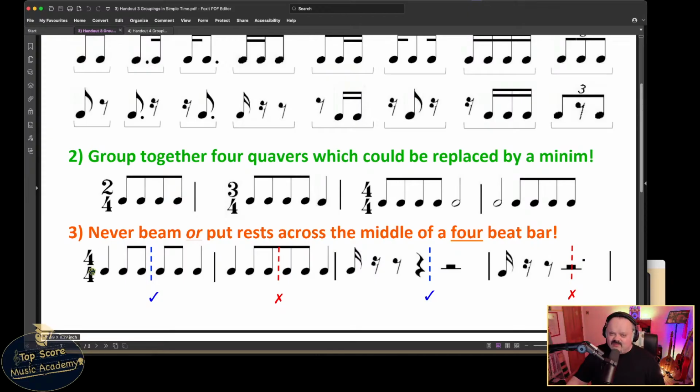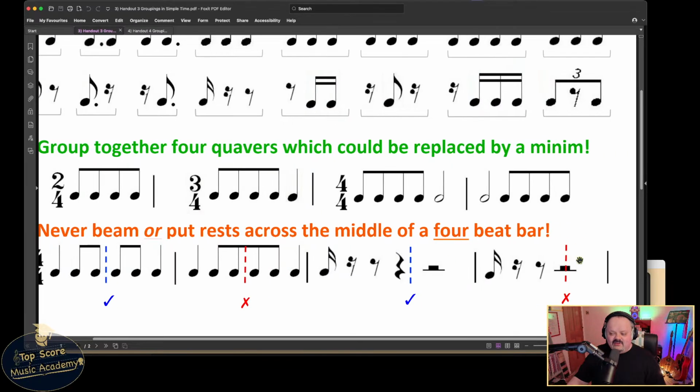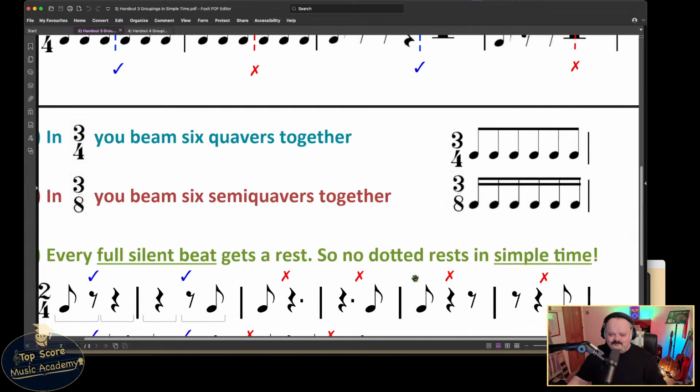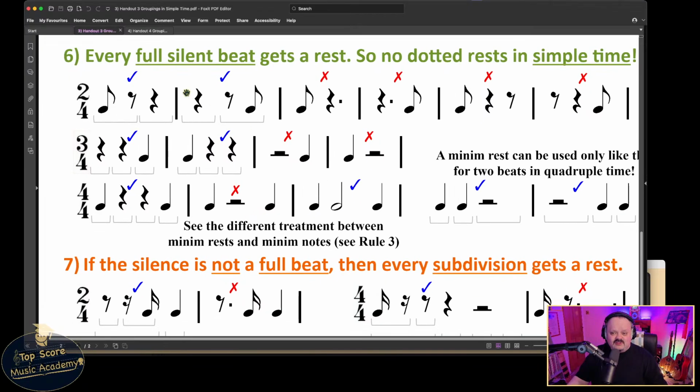Also, for 4 somethings in a bar, you're never allowed to beam across the middle of a 4-beat bar, ever. So this is wrong. You cannot beam across the middle of a 4-beat bar. And you can't even put a rest, silence, in the middle of a 4-beat bar. So you have to be able to see where the middle part is for every single 4-beat bar. So it's a little extra rule. There are little rules for 3/4 and 3/8. And also little rules about silences in music.